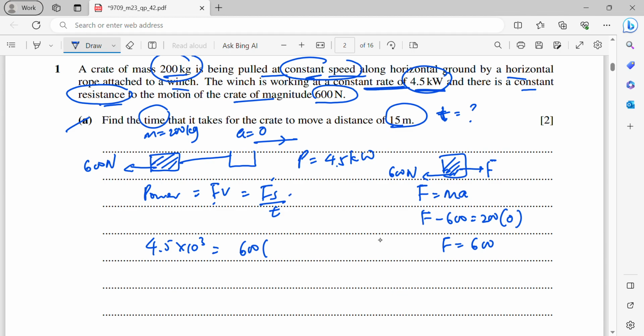Now the s is a distance. It's mentioned distance of 15 meters, so 15, then over time. Then from here, your t, you just move up the t and move down the power. So just cross multiply. Then I will get 600 times 15, because the distance is 15 meters, then over 4.5 times 10 power 3. So at last, you will be getting 2 seconds. So that's the time for the crate to move a distance of 15 meters.